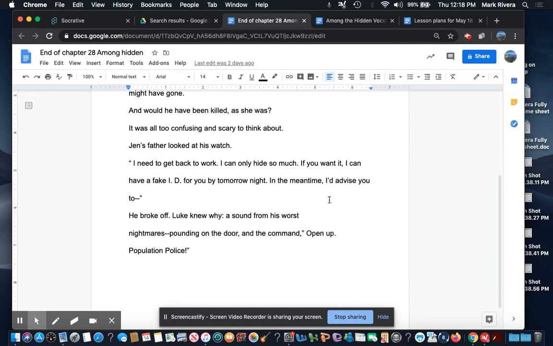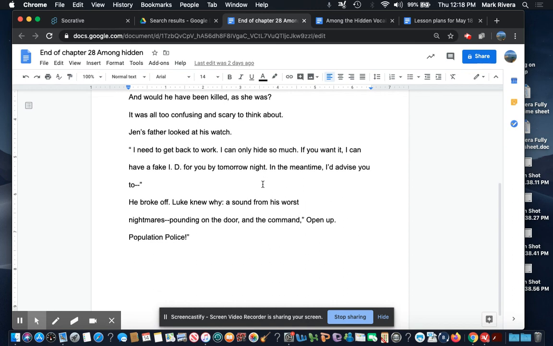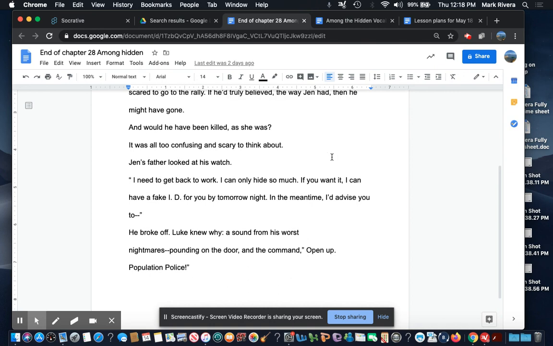Jen's father looked at his watch. "I need to get back to work. I can't hide so much. If you want it, I can have a fake ID for you by tomorrow night. In the meantime, I advise you to..." He broke off. Luke knew why. A sound from his worst nightmares: pounding on the door, and the command, "Open up! Population police!"